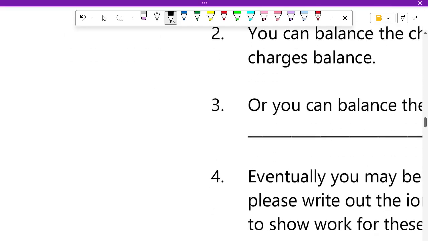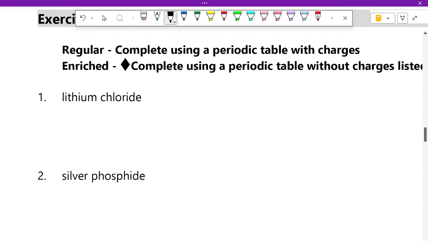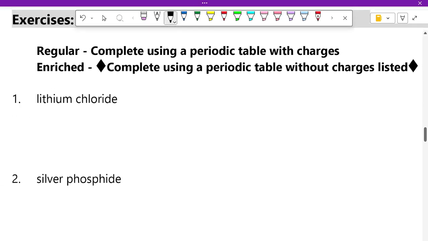So this is the most basic type of these. I'm going to let you do some practice on these, but before we do, by the way, if you want enriched credit on this, you can do this using a periodic table without the charges listed. Okay?